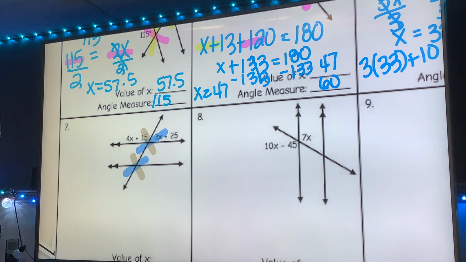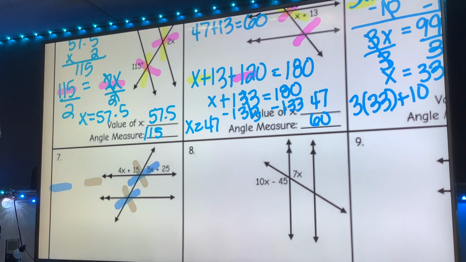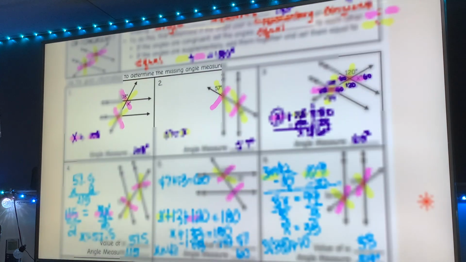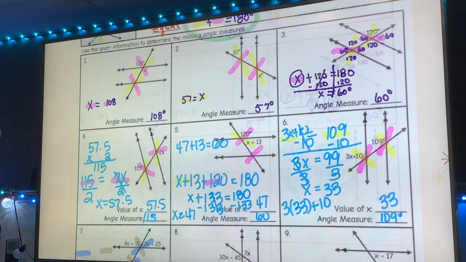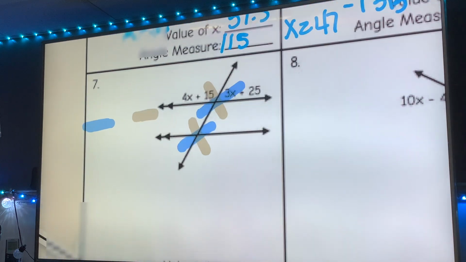Okay, now notice I have a blue and a brown. Therefore, as we stated at the beginning, if they are different colors, then they're going to be supplementary and they're going to be equal to 180. So that's the case in this one. My blue one was 3x plus 25. And then that's adding to my brown one, which is 4x plus 15, and that's equivalent to 180.